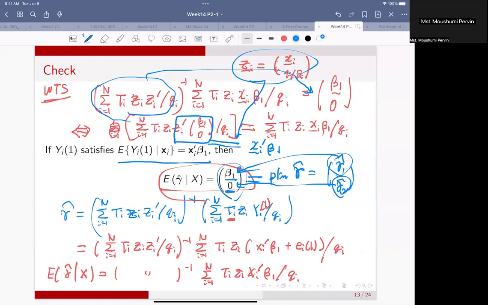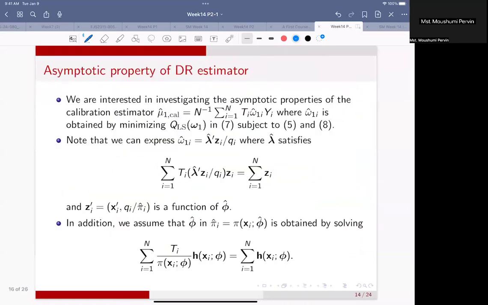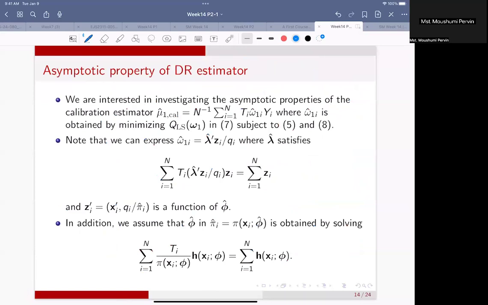And now we're going to move on to a more interesting problem: how to derive the asymptotic property of the doubly robust estimator. It's a little bit tricky because when we talk about probability, the model is a union of the outcome model and the propensity model. If you have a single model, then it's relatively easy. But here the tricky part is that we are thinking of a union of the two models to refer to the probability distribution.